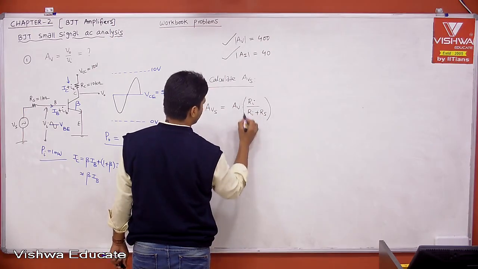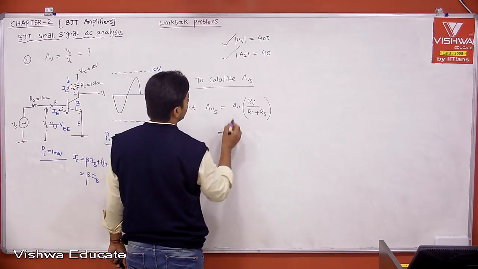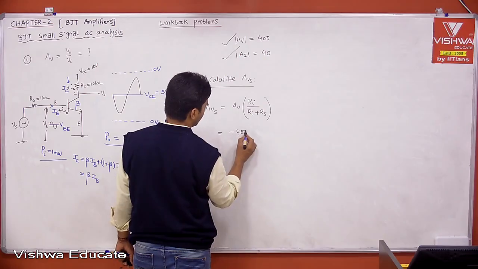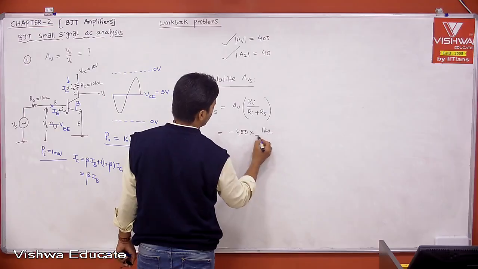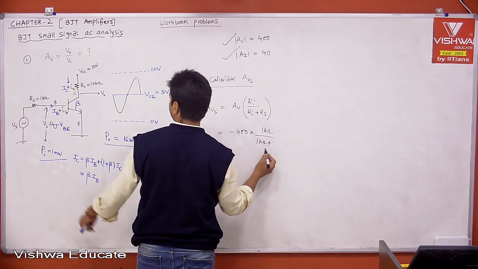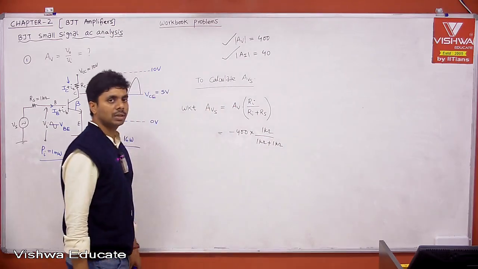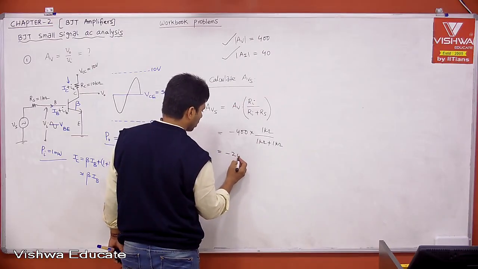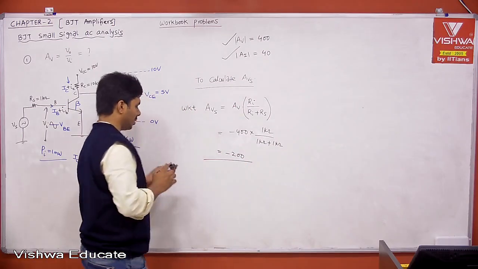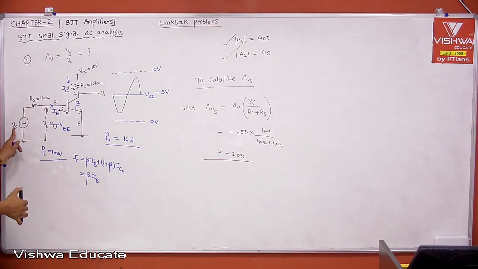Right? What is AV? Minus 400, not magnitude, okay, minus 400. And what is Ri? We got 1 kilo ohm, and 1 kilo ohm plus the source resistance, 1 kilo ohm, right? Then what is this value? 1k by 2k, therefore you are getting minus 200. Therefore what is the meaning of minus 200? The real voltage gain with respect to the actual source is minus 200.